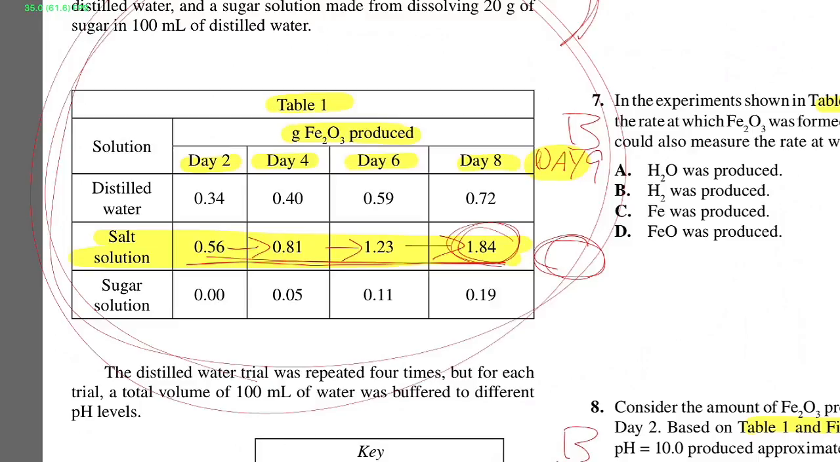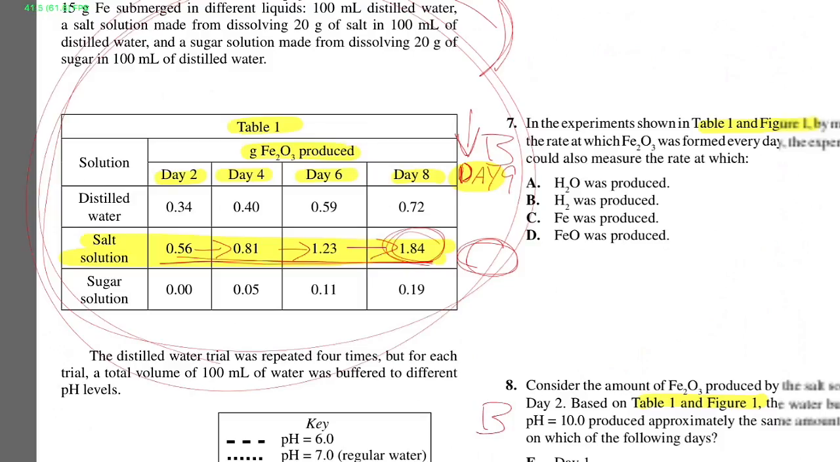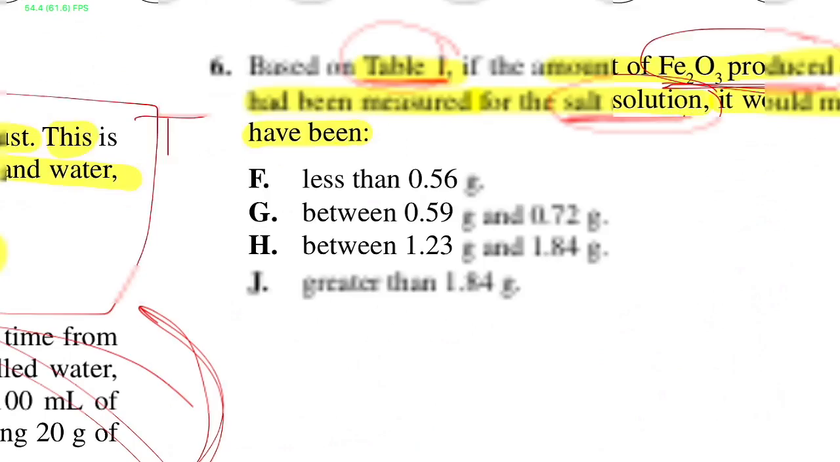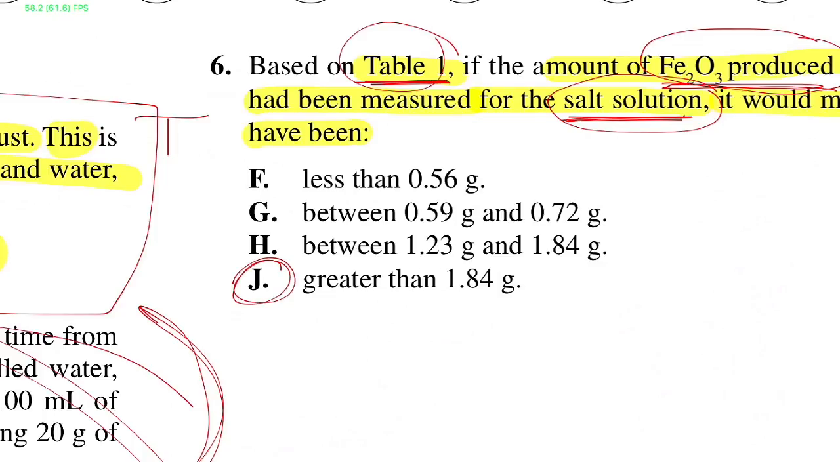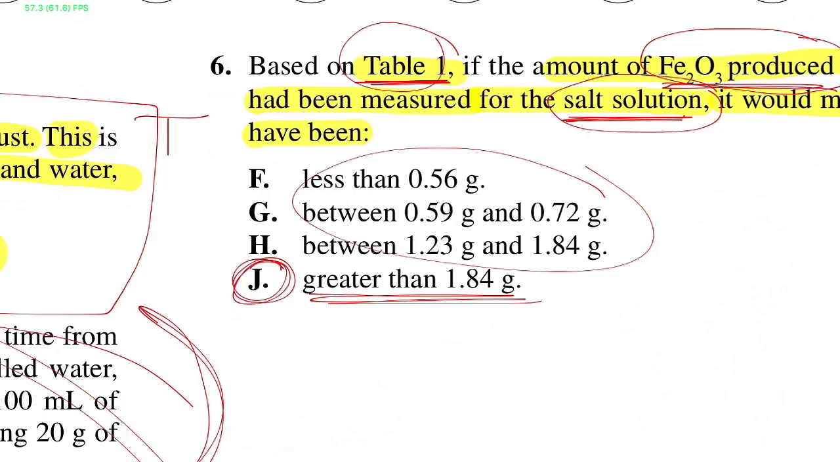And it would be a little bit more, not a great amount more. And this is a very common type of question, which is basically: make a prediction based on the other data of what this amount would result in. So I know it's going to be more than 1.84, and there is only one choice that is more than 1.84. All the other ones are less than 1.84, so I choose J and I move on.